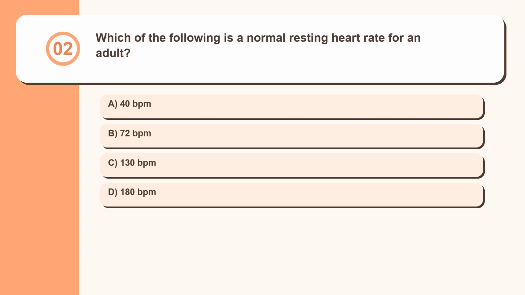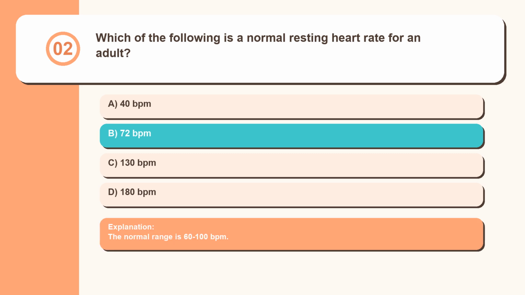Question 2. Which of the following is a normal resting heart rate for an adult? 40 bpm, 72 bpm, 130 bpm, 180 bpm. The normal range is 60 to 100 bpm.